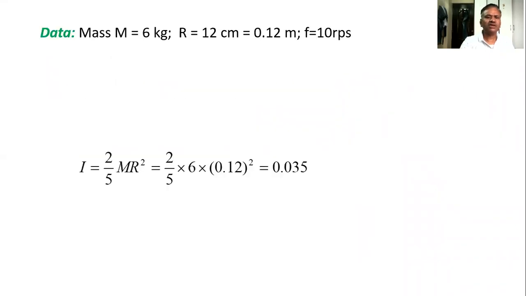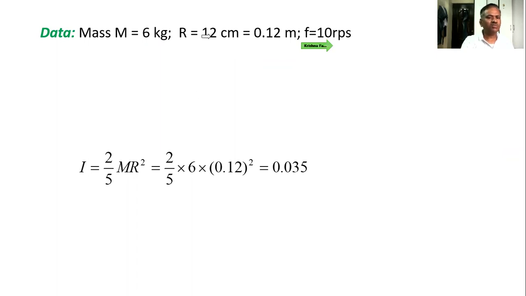Now, mass is 6 kg. Radius is 12 centimeter, you convert it. What is the rotational speed given here? f equal to 10 rps, of course.